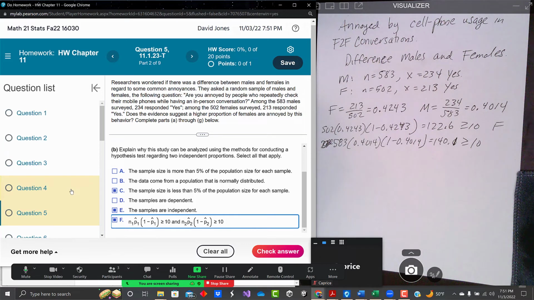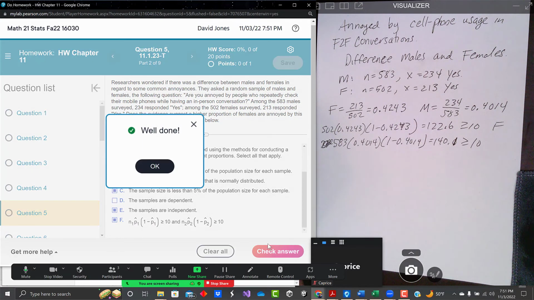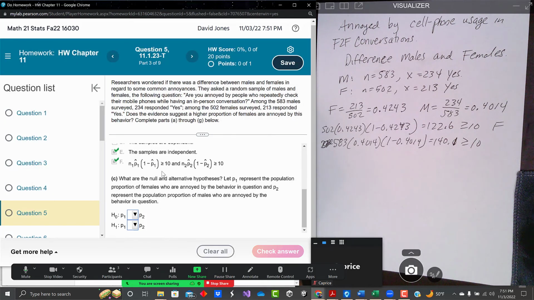So we meet the criteria for 3 reasons. We don't know that it's normally distributed, but we assume it is. And because we met all these descriptions, n times p were bigger and stuff like that.